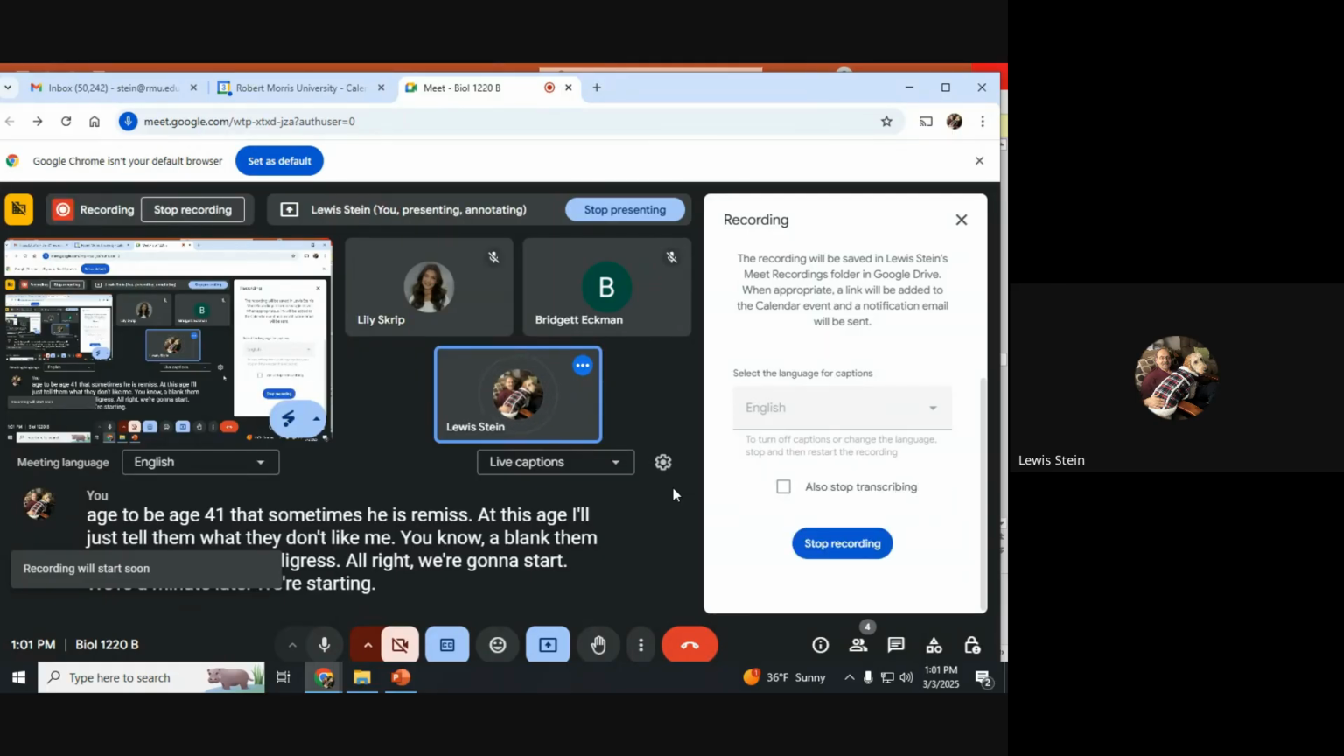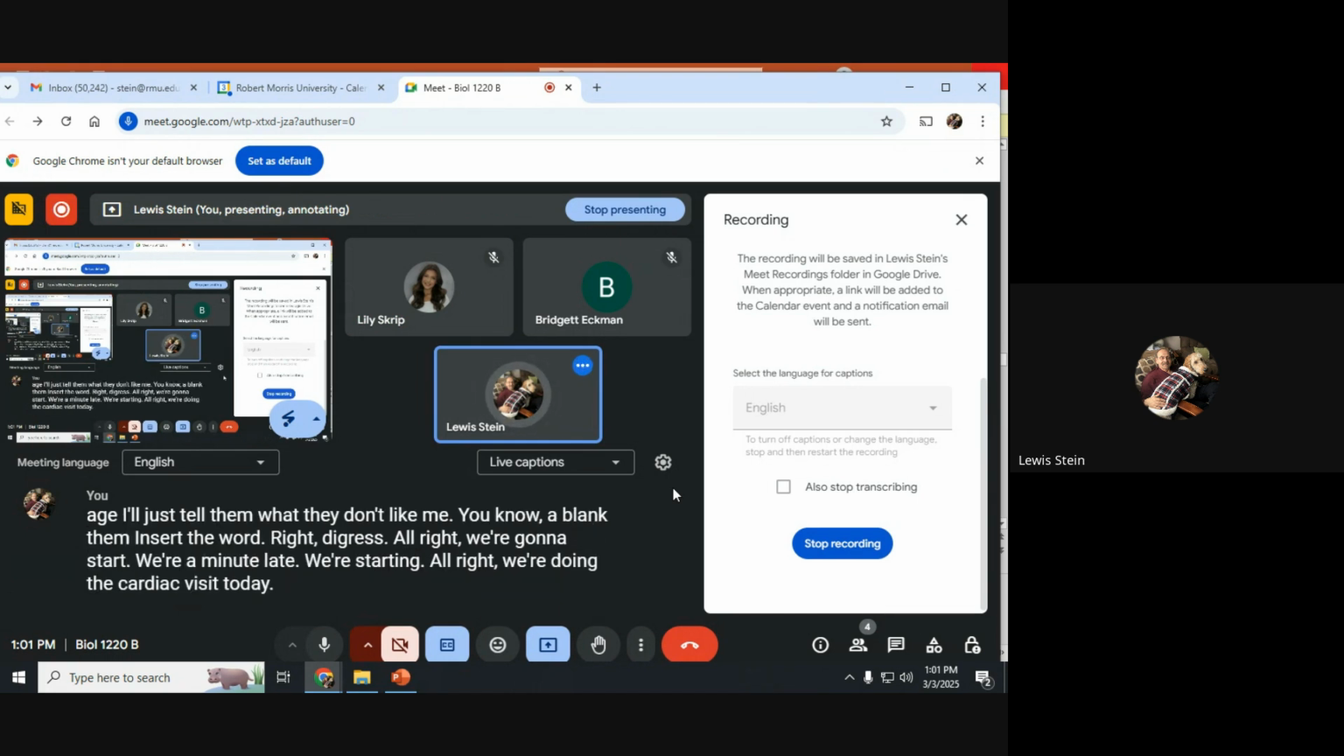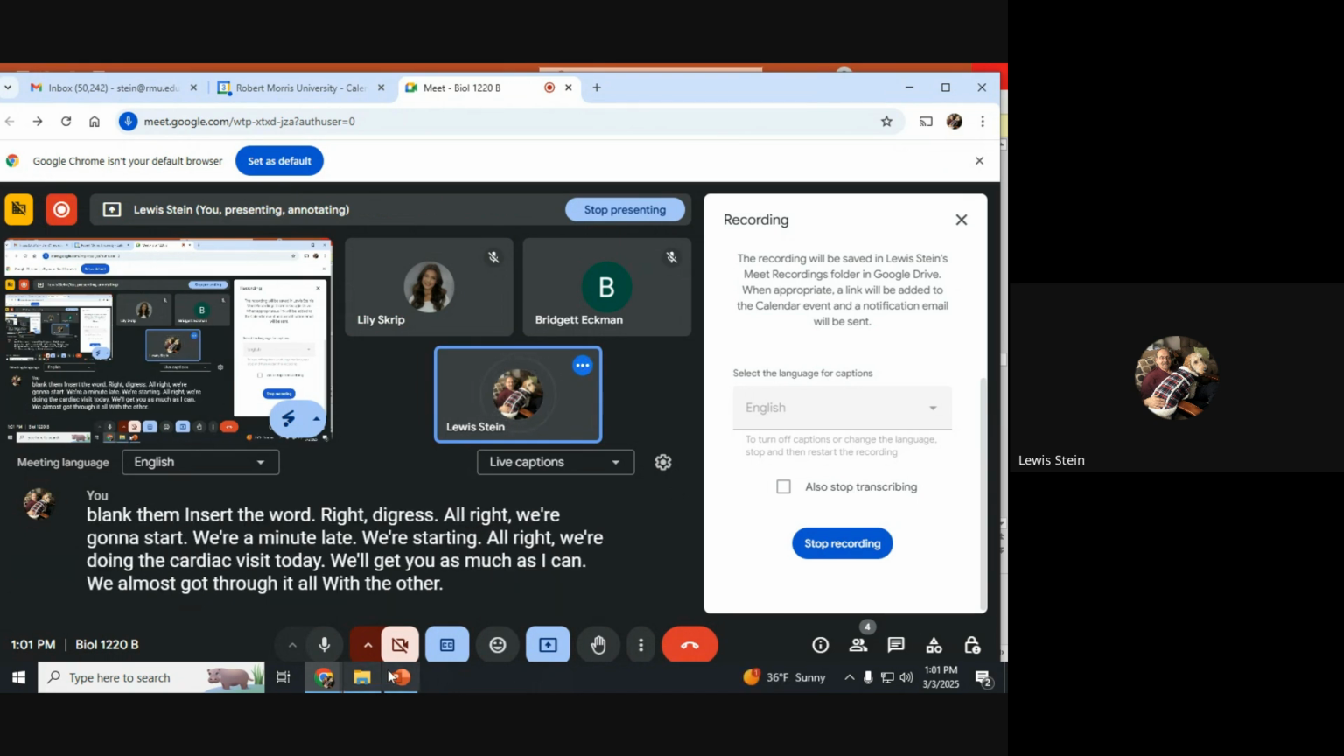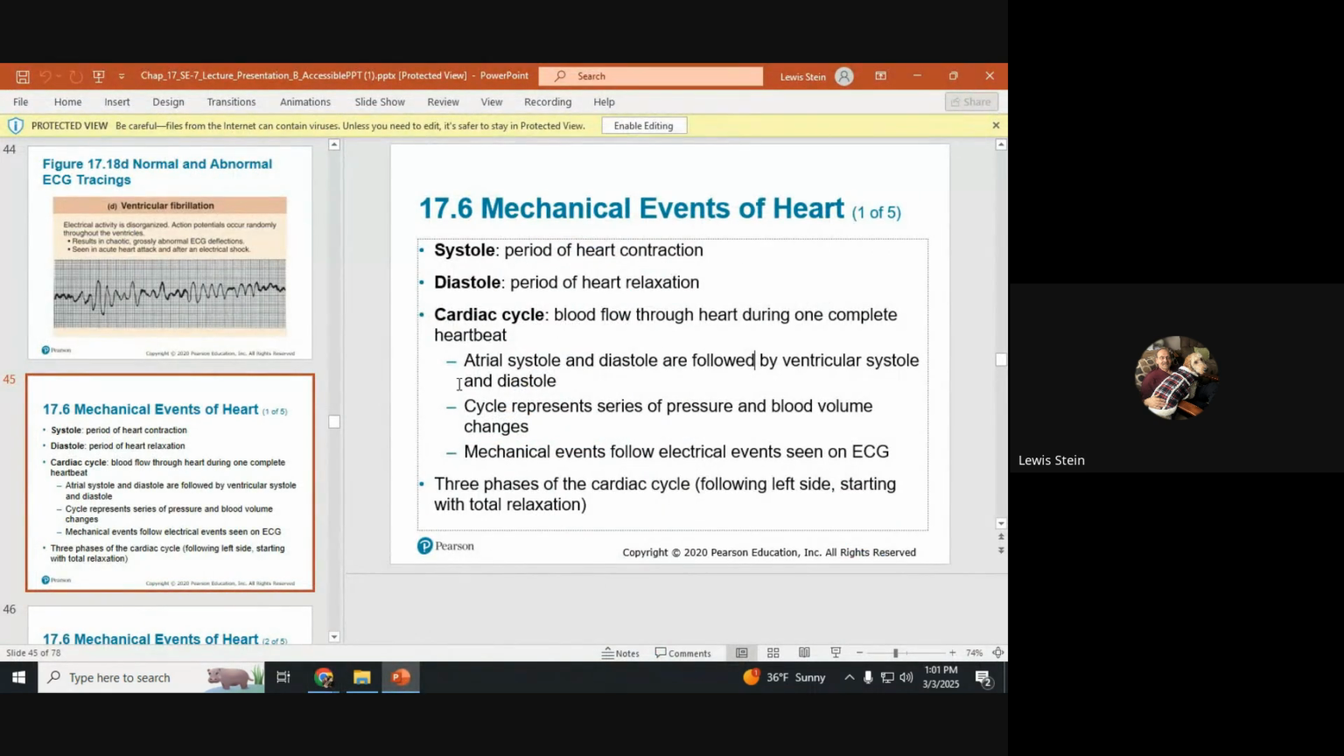We're starting. All right, we're doing the cardiac physiology today. We'll get through as much as I can. We almost got through it all with the other group that was here. I'm using the Marie PowerPoint because I'm so familiar with it.